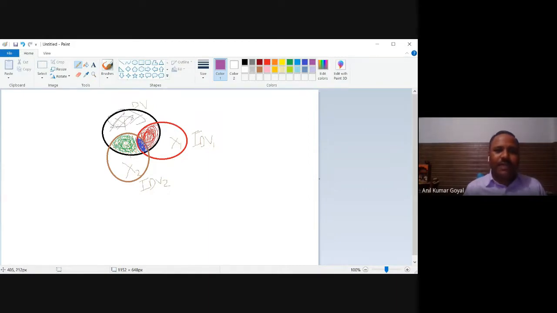Whatever has not been explained is the error term. This portion has been explained by x1, and this portion has been added by x2. So my model must be an additive model. If I introduce an independent variable, R square must improve. If R square is not improving, then I can say that variable is not contributing to the model. Is it clear or any doubt? You can ask as many questions as you wish. Done? Okay.